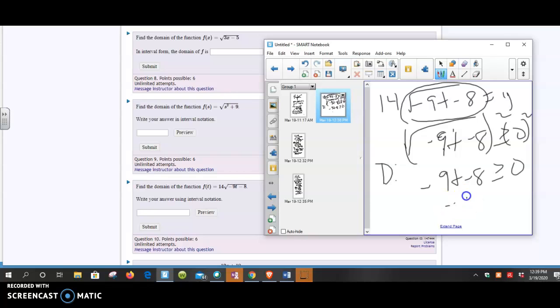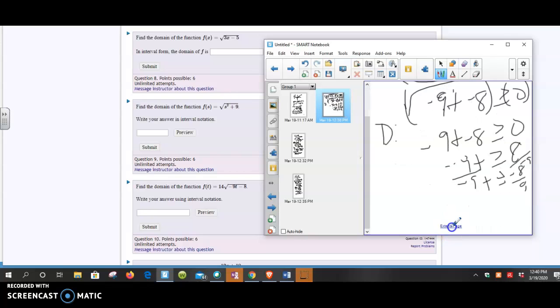Anyway, so -9t has to be greater than or equal to 8. And t has to be less than or equal to -8/9. Be sure to reverse your symbol when you're dividing by a negative here. So here you're dividing by a -9. Whenever you divide or multiply by a negative number with an inequality, you reverse the direction of the symbol. So see here, Pac-Man's facing to the left. And, oh, right. Did I switch it? I said it, but I didn't switch it.